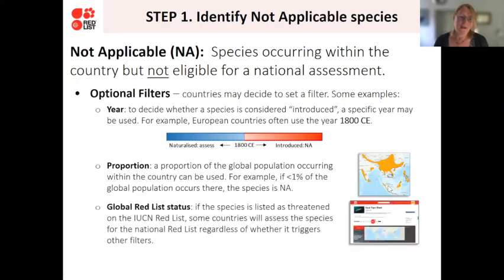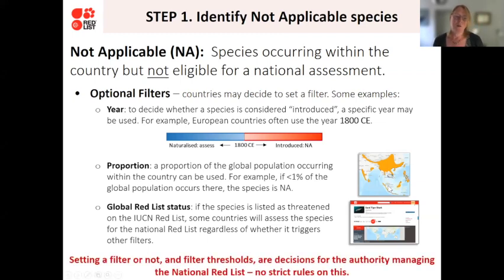Or you may decide that the global red list status is of prime importance. So anything that, even if you have a proportion filter and your species has, say, 0.5% of the global population occurring there, if it's assessed as threatened on the IUCN Red List, you're going to include it anyway. So you may or may not use that as a type of filter. Whichever filter you use, it is entirely optional.